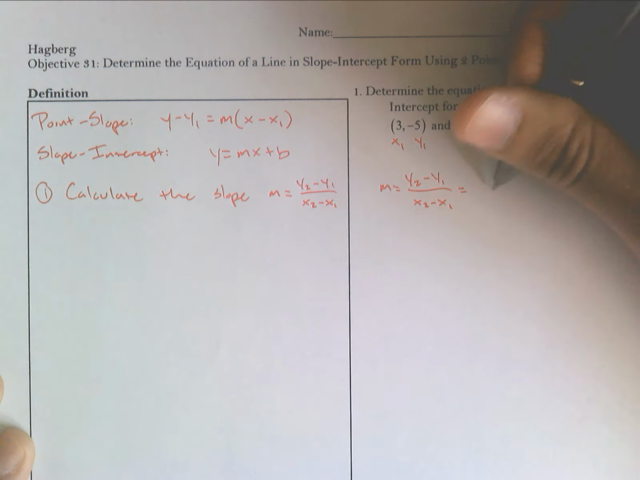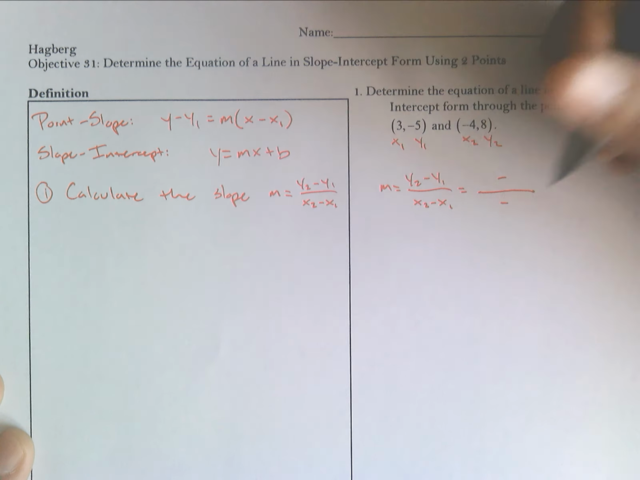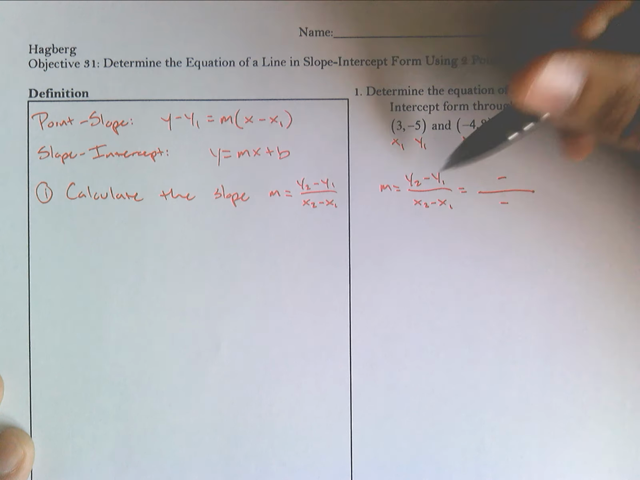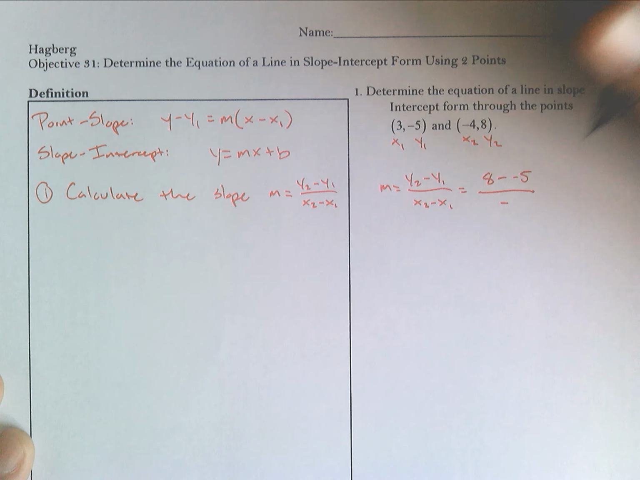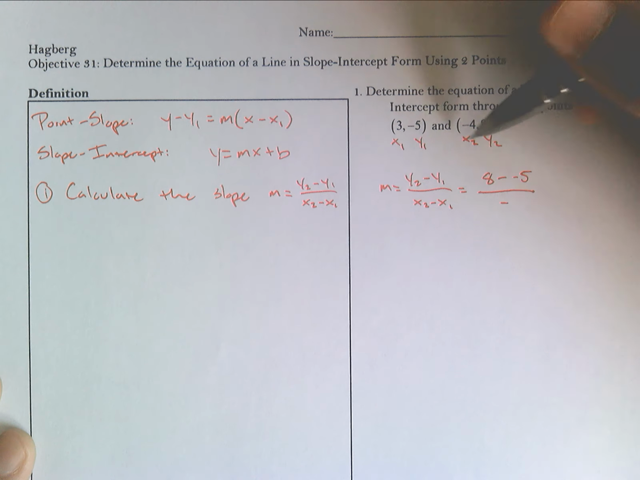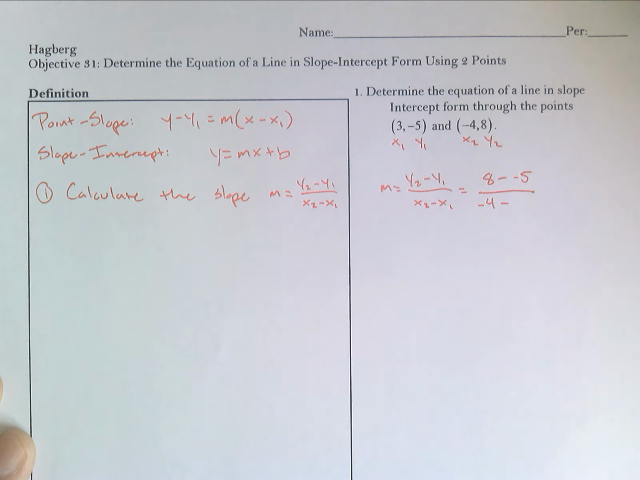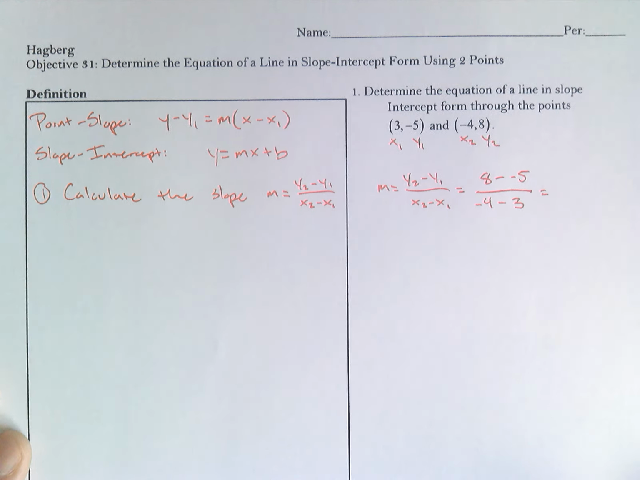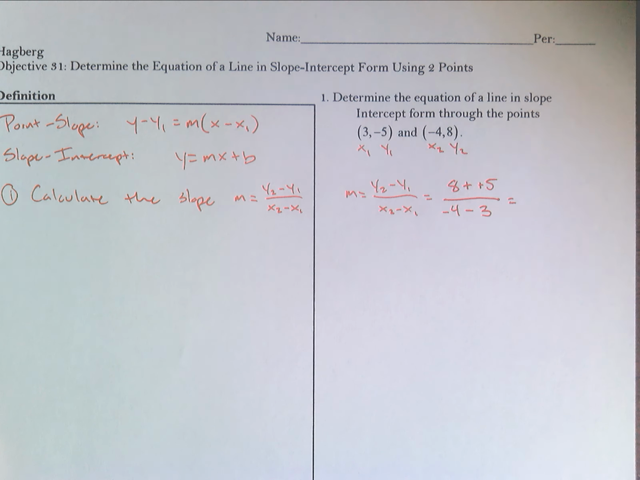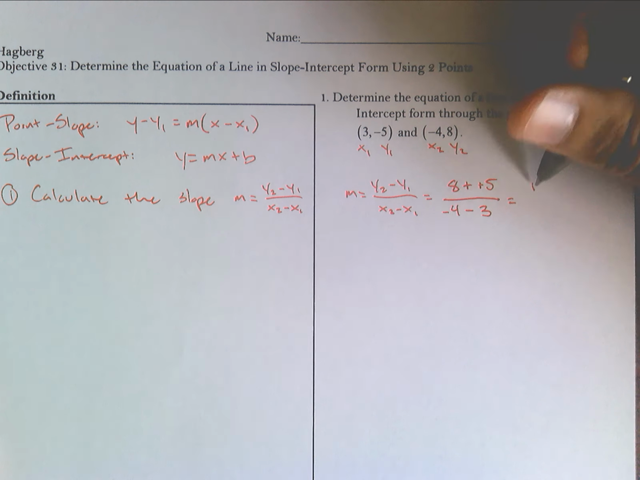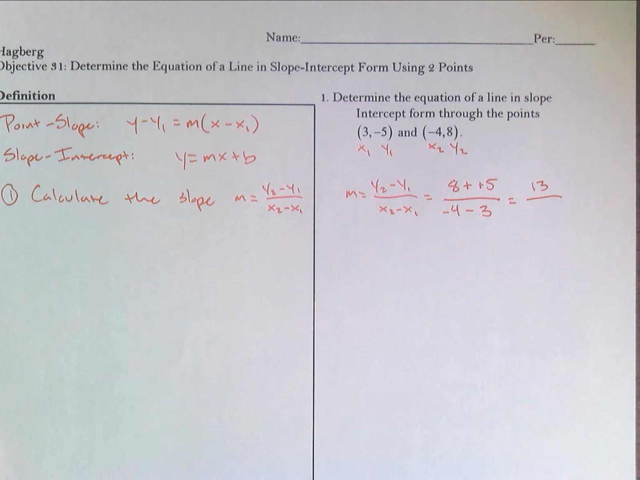So in order to find the slope, I'll start off by drawing in the fraction bar and my subtraction. And now we can just plug it in. y2 is 8. y1 is -5, so don't forget that negative. x2 is -4, and x1 is 3. Now we can evaluate. 8 minus -5, well, minus a negative, we've got a double negative, we can add a positive. So 8 plus 5 is 13. And then -4 minus 3 gives us -7. So our slope is -13/7.